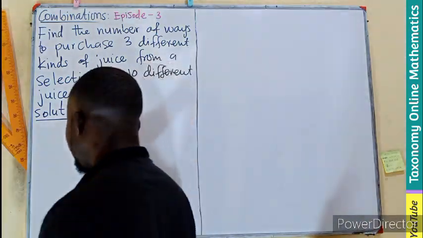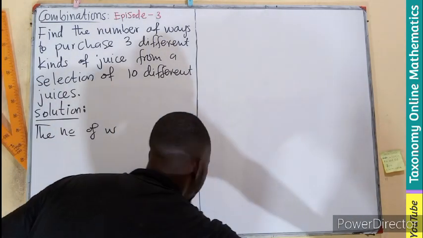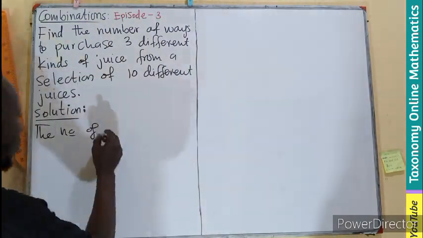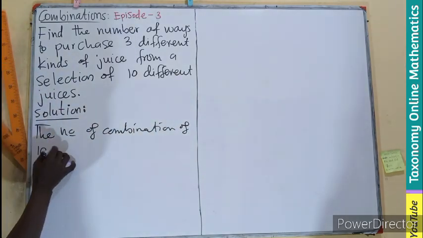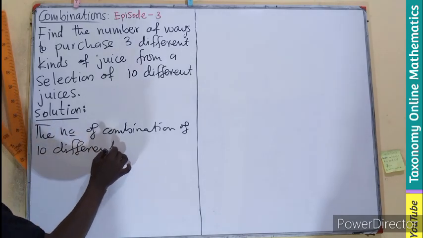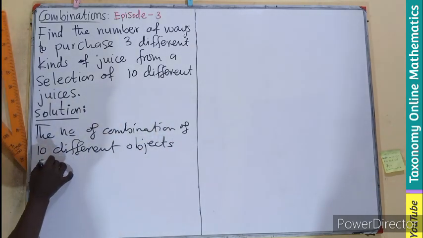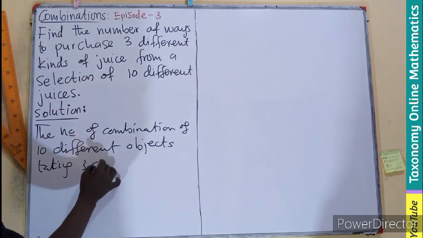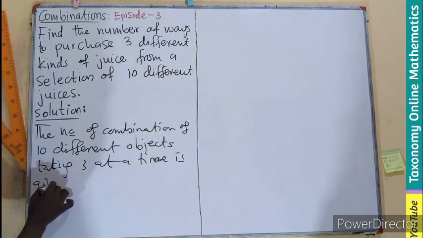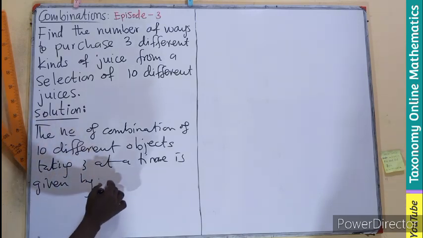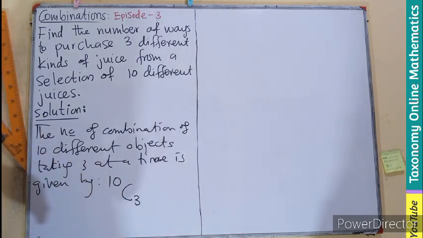So this is going to be the number of ways of, let's just say, combination of 10 different objects taking 3 at a time is given by 10 combination 3. Remember what we've learned from the previous episode?